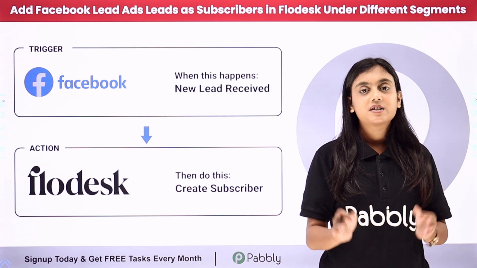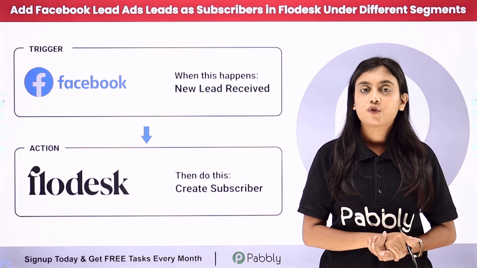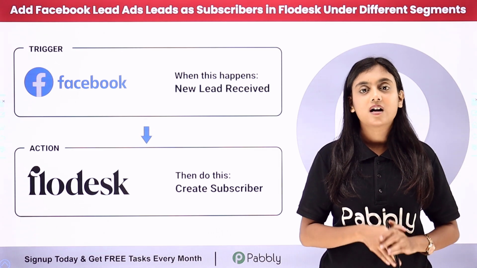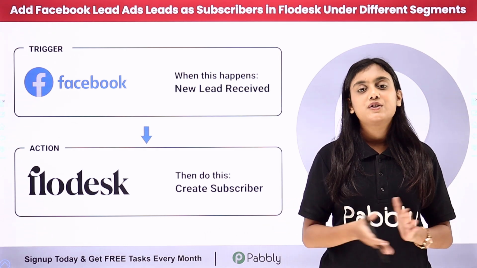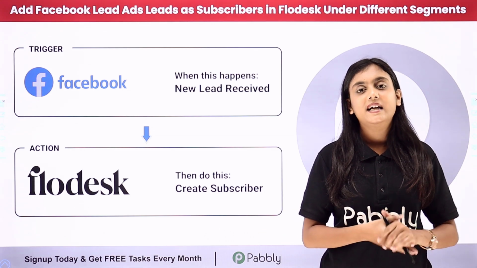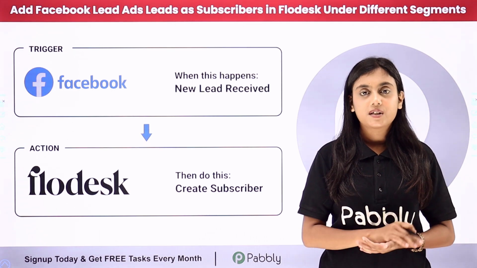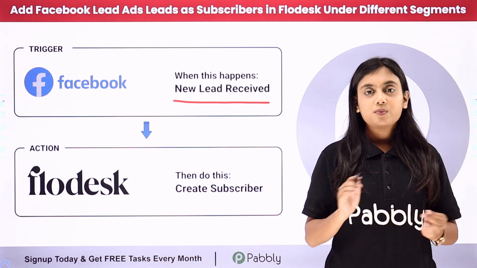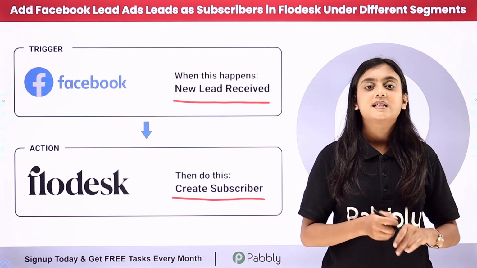So while my customer is generating the lead with the help of Facebook lead ads and they select a specific option from the drop down, I want that customer to be added as a subscriber in my Flodesk account under a specific segment. And if I do this manually, it is going to take me a lot of time. So what I did was I created an automation with the help of Pabbly Connect, which is an amazing automation and integration software. So in this automation, as soon as a new lead is generated using Facebook lead ads, automatically that lead is going to be created as a subscriber in my Flodesk account under a specific segment.